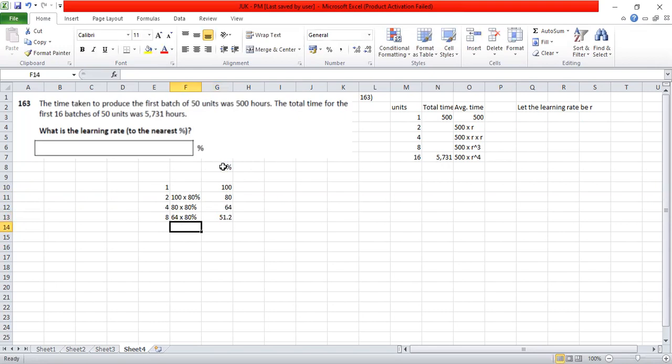So what are we basically doing? Whatever was the previous value into R, where R is the rate. That is how we calculate. So for the first time, the time taken is 500 hours for the first batch. Each batch consists of 50 units. That's what is mentioned. Every batch consists of 50 units. That's the point.